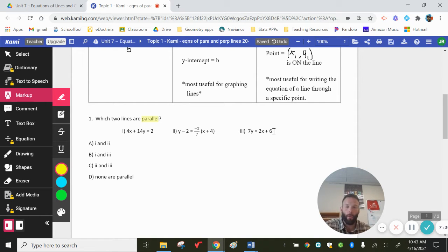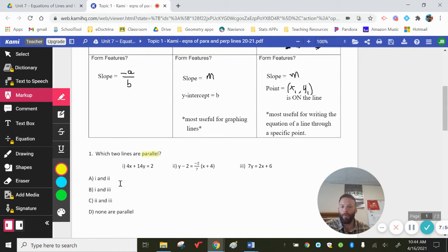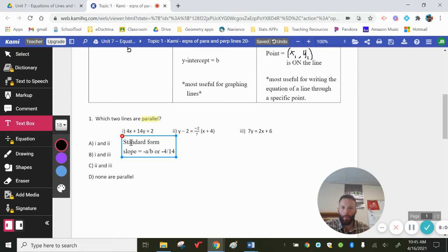Well, it's hard to tell in the forms they currently are in. This first choice, 4x plus 14y equals 2, looks just like standard form. A is 4, B is 14, and C is 2. So it would be simple for me to identify that and then determine the slope of that line. For the first line, we said that's standard form, and the slope of standard form is always negative A over B. So it's negative 4 over 14.